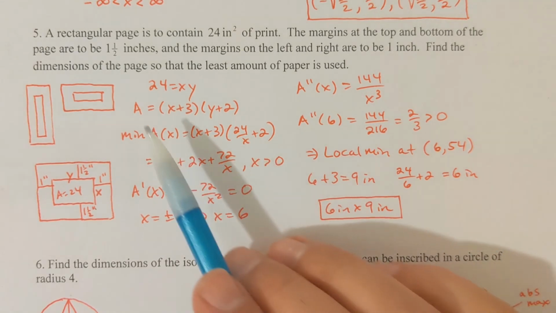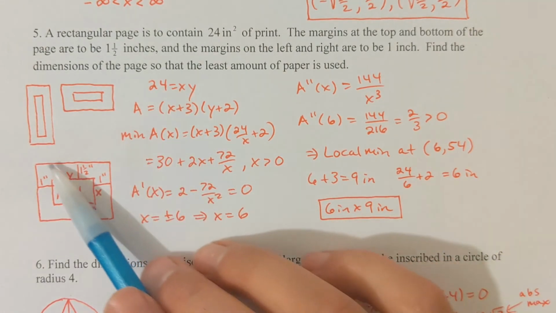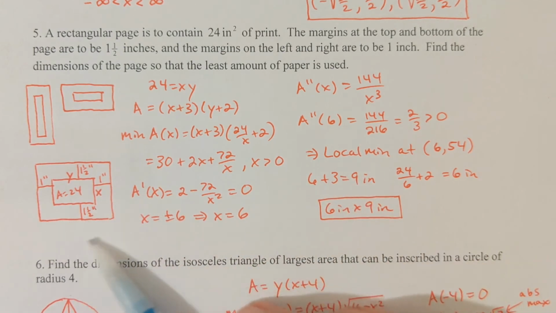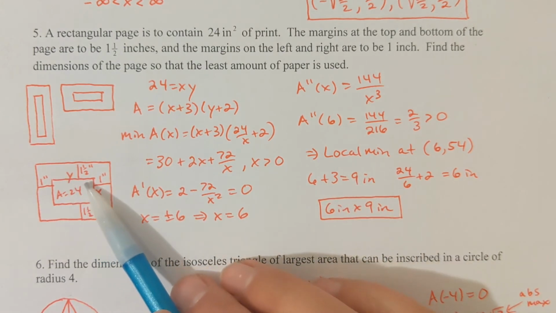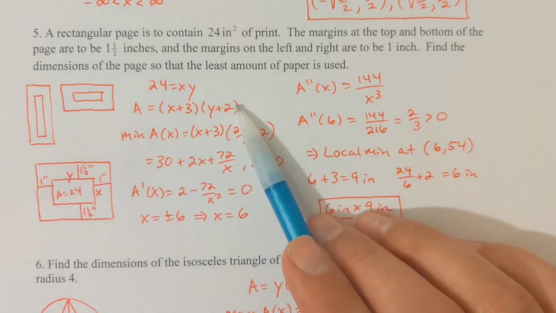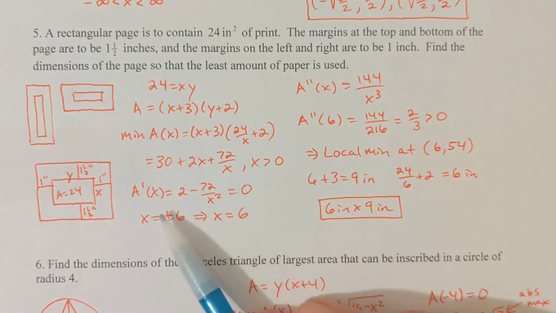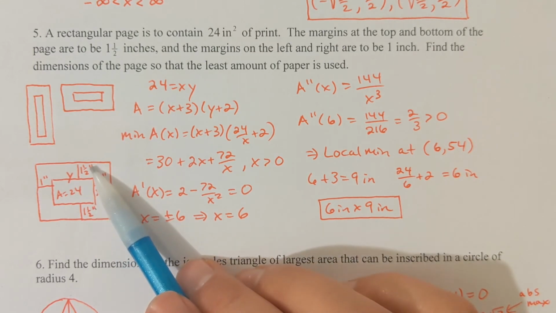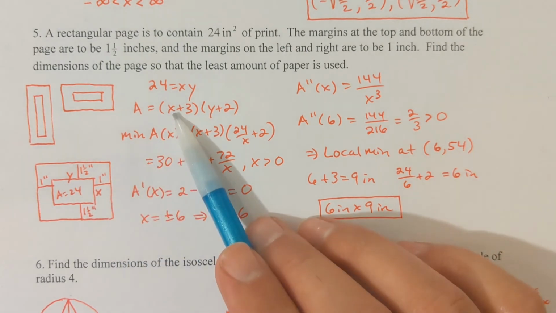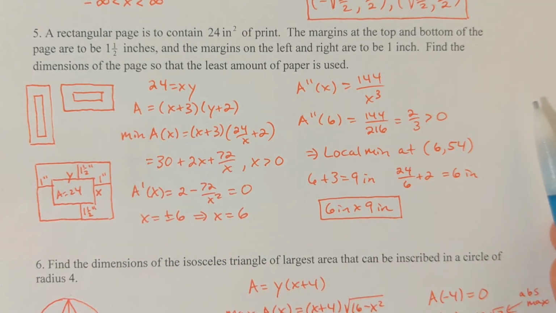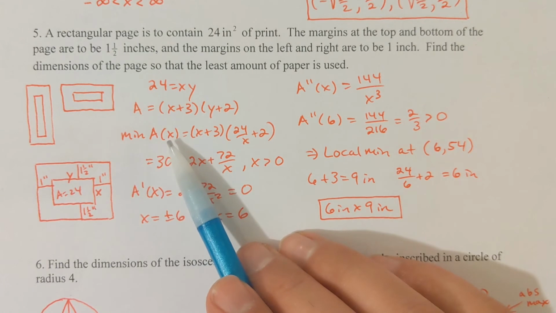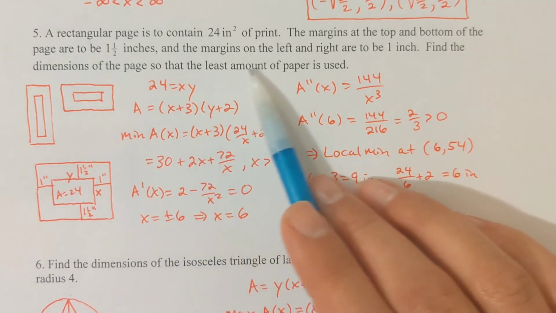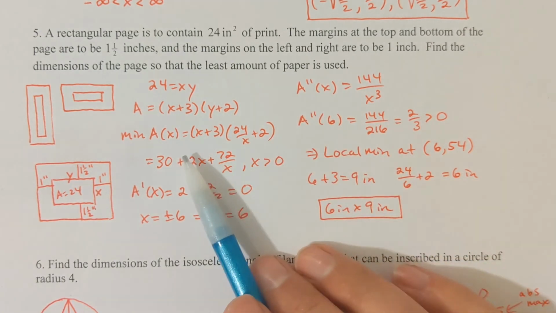I'm going to let A be the area of the entire page. Well, the length of the page would be y plus 1 plus 1, which is y plus 2. The width of the page would be x, the width of the printed region, plus 1.5 inches up here plus another 1.5 inches. That'd be x plus 3. A is a function of x, and I want to minimize the area, right? I want to find the least amount of paper used.